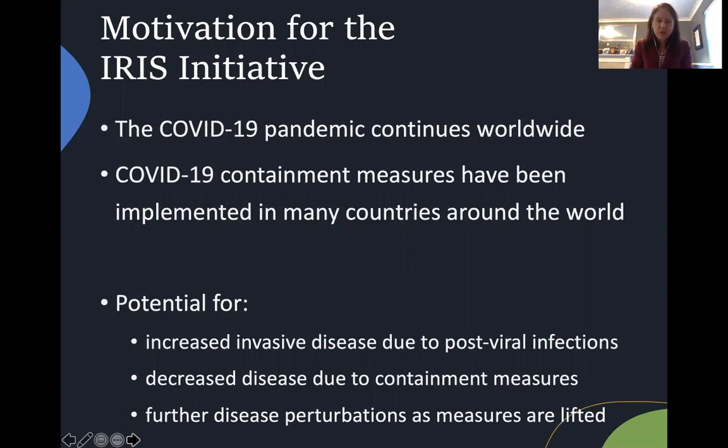One possibility was that we would see an increase in invasive bacterial disease because of this recognized link between viral infections and subsequent bacterial infections. However, we might also expect to see less invasive disease because of the containment measures put into place for COVID-19, which would reduce transmission not just of a viral pathogen, but also of bacterial pathogens. And subsequent to that, if we were seeing a reduction in invasive disease, we might expect perturbations in invasive disease as containment measures were lifted.